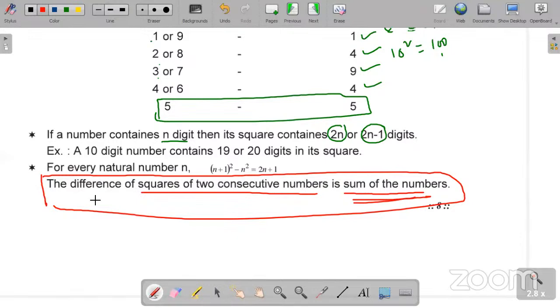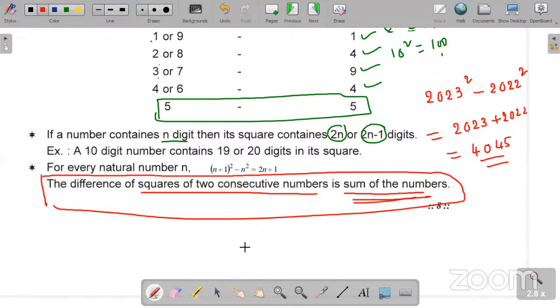So, if the difference of the squares of two consecutive numbers is the sum of the numbers, I will tell you. For example, 2023 square minus 2022 square, you are asked. You need not find out 2023 whole square and 2022 whole square. Simply add these two numbers, 2023 plus 2022. Answer will be 4045. That's all.